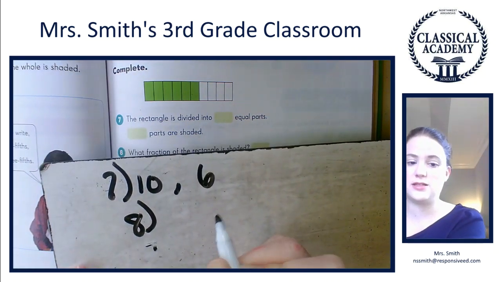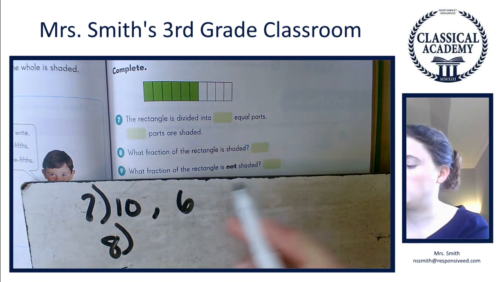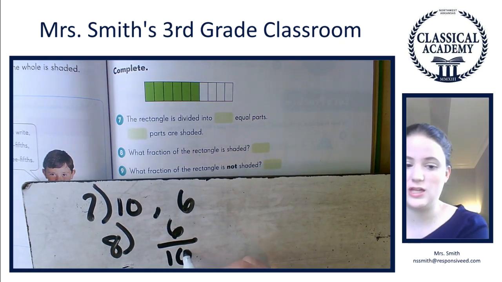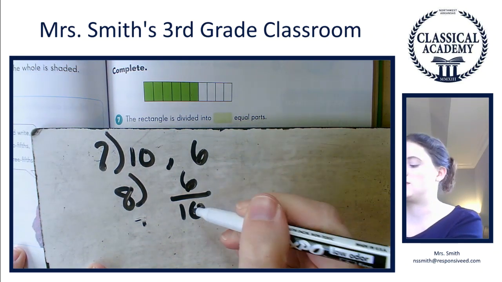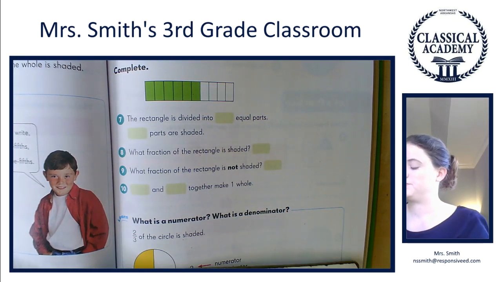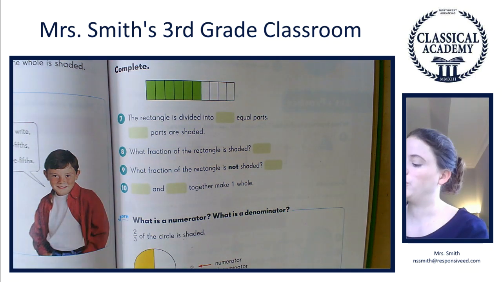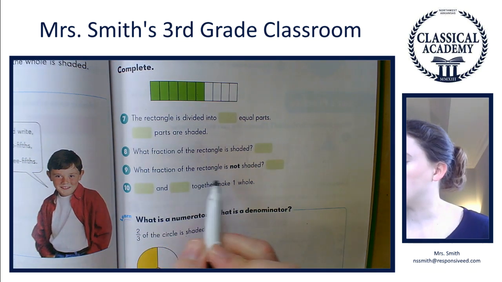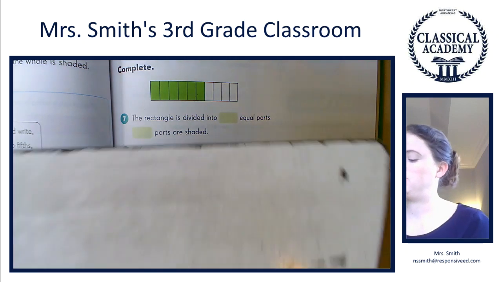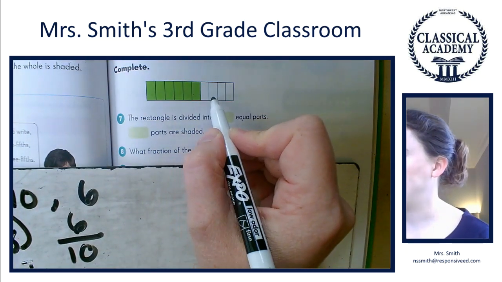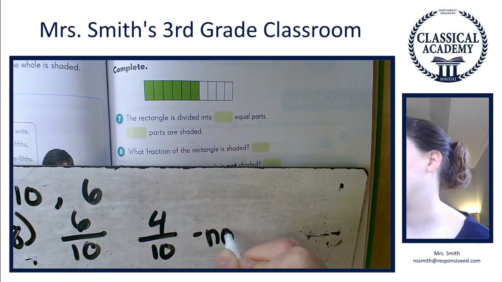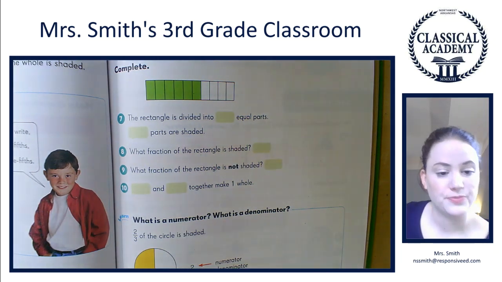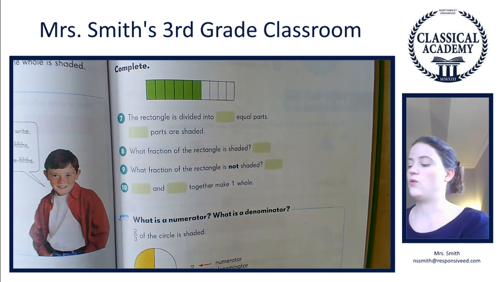For number 8, it says, what fraction is shaded? You would take those numbers and make it into a fraction that looks like this. 6 out of 10, or 6/10. Right? Very good. Which part of the rectangle is not shaded? Not shaded would be 1, 2, 3, 4. 4/10 are not shaded.